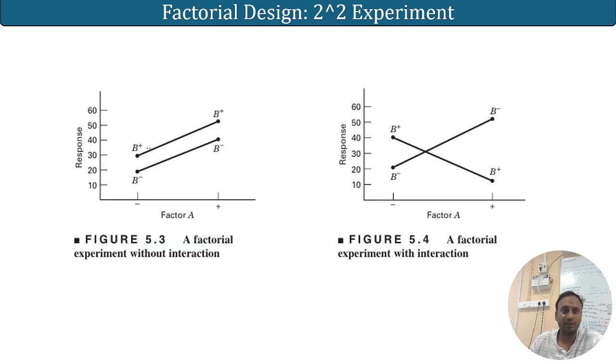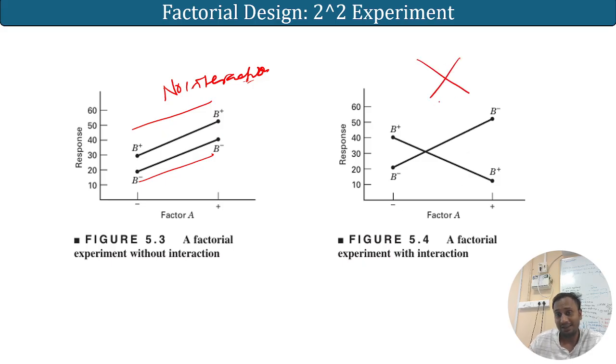So we can see here, if the response going from low to high is a straight line and it's not cutting, then we say no interaction. I will show one example also. If it is going to cross at some point, we call it an interaction. So I'll take one example actually.